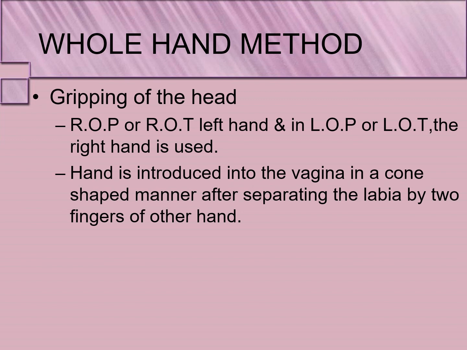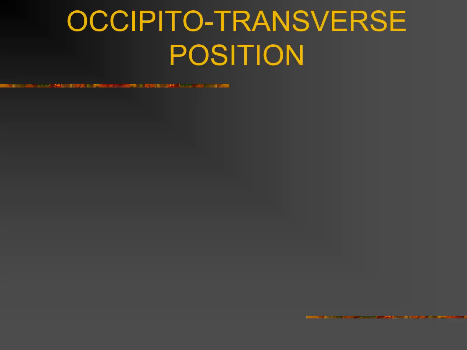In the whole hand method, what to do means, you just catch the head. In the case of right occipital posterior or right occipital transverse position, use the left hand, and in left occipital posterior or left occipital transverse position, use the right hand, and introduce the hand into the vagina in a cone-shaped manner after separating the labia by using the other two fingers of the other hand.